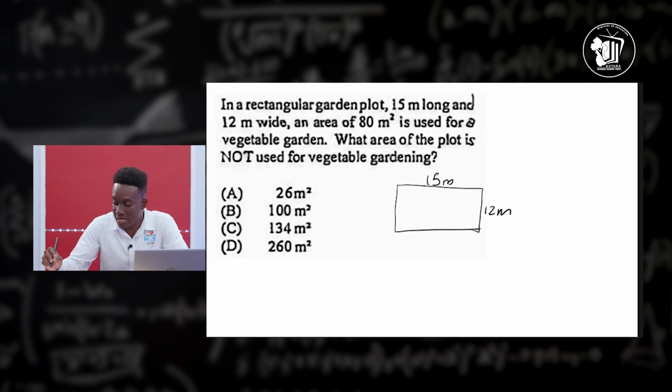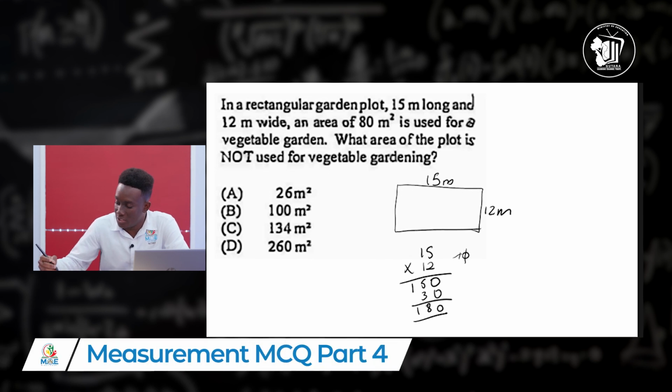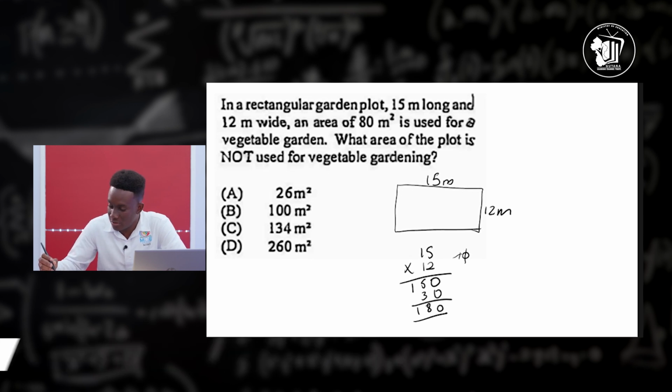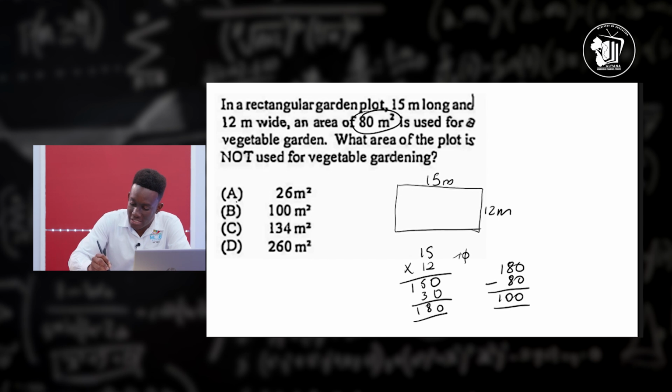So let's find what is the area of this garden plot. So it's 15 multiplied by 12. So 1 times 5 is 5, 1 times 1 is 1, 2 times 5 is 10, 2 times 1 is 2, plus 1 will be 3. So it should be 180 meters square would be the total area of the garden. So let's see what was used for a vegetable garden. So 80 meters. So to find what is not used, it would be 180 subtract 80, which is simply 100 meters squared. So the answer is B.